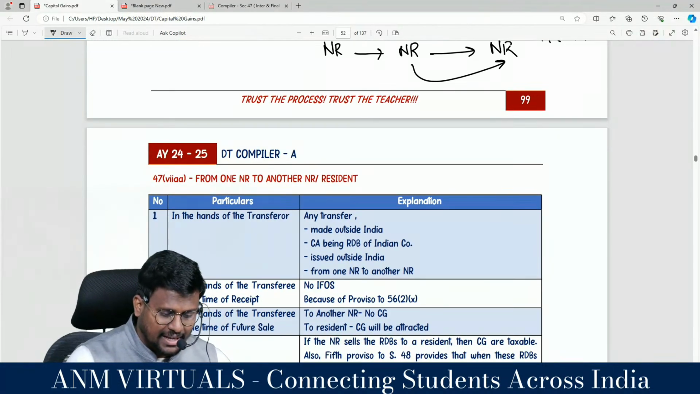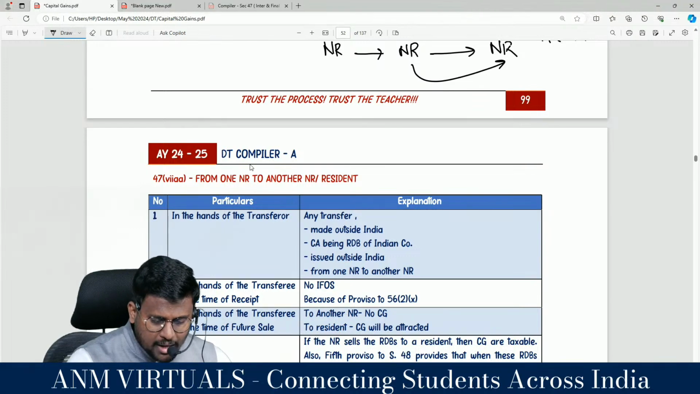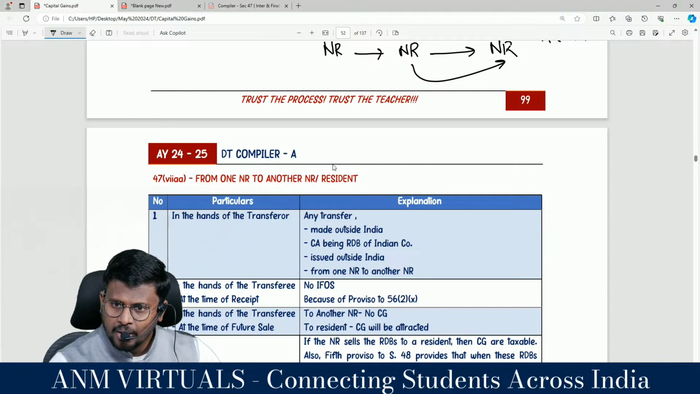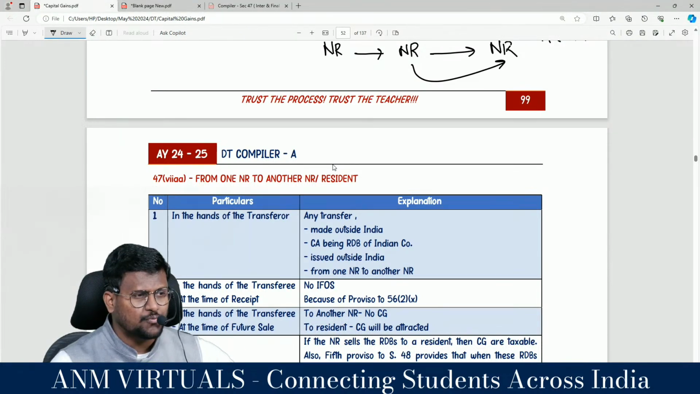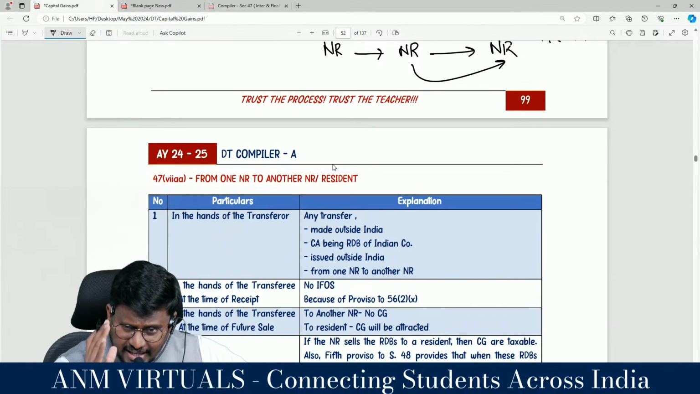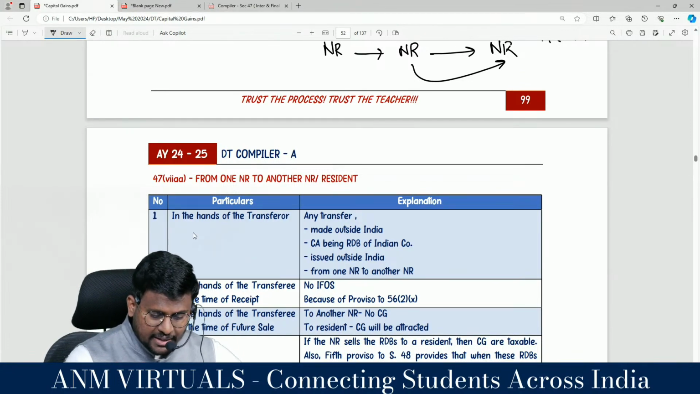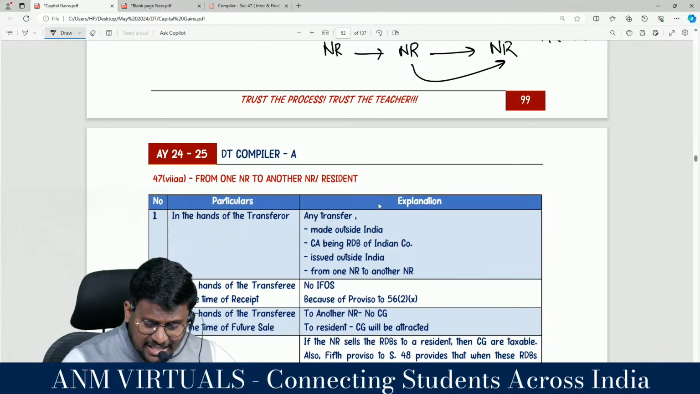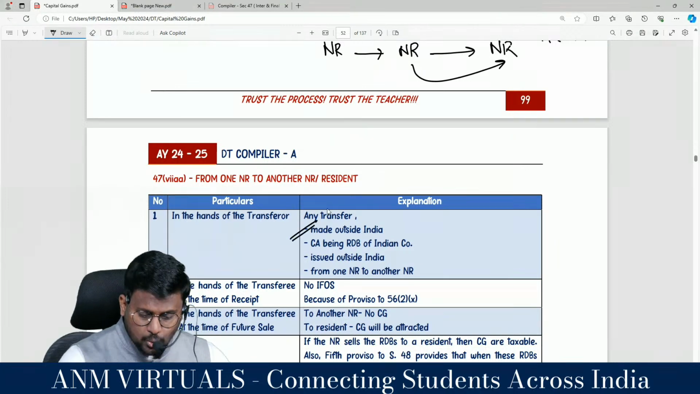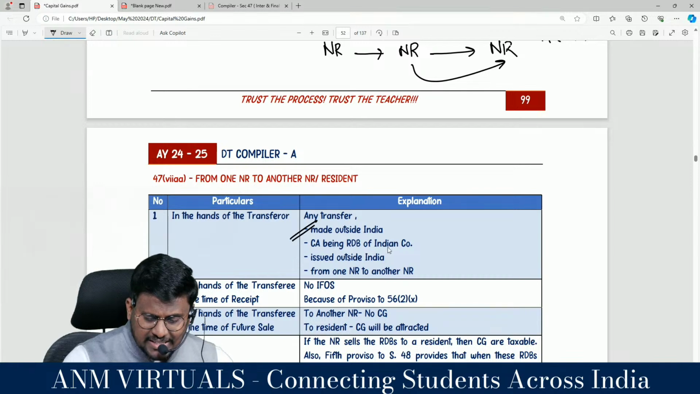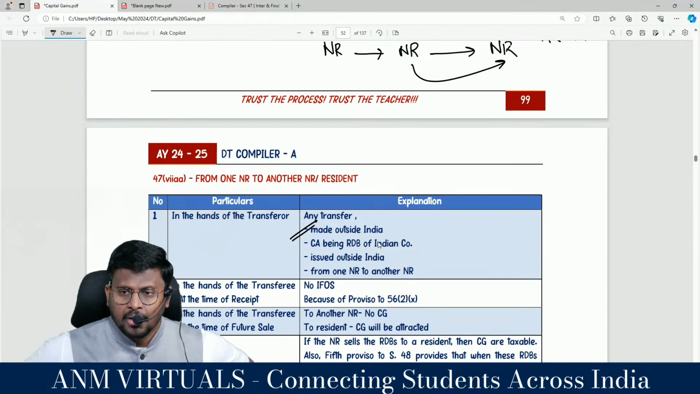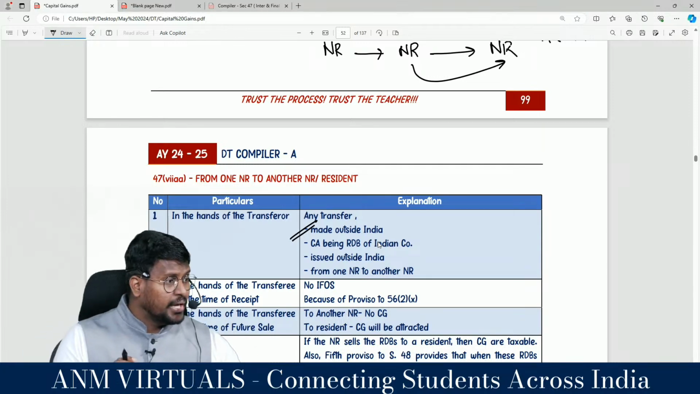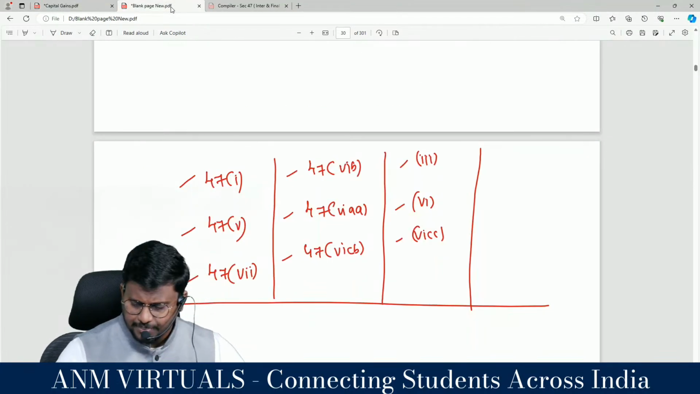Coming to the next one, sir. 47 clause 7AA, from one non-resident to another non-resident. What is this? It is a transfer, from one non-resident to another non-resident. Because what is 47 clause 7 series? Sir, in the hands of the transferor, any transfer made where? Outside India, of a capital asset being a rupee denominated bond of which company? Indian company. Sir, rupee denominated bond.